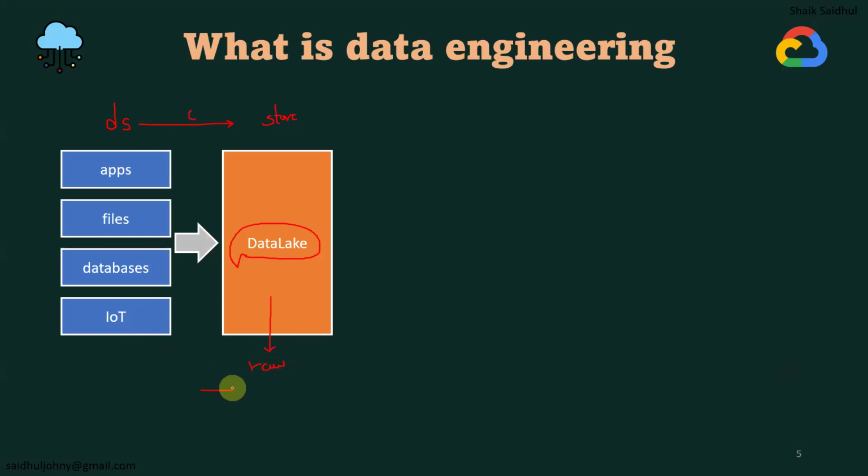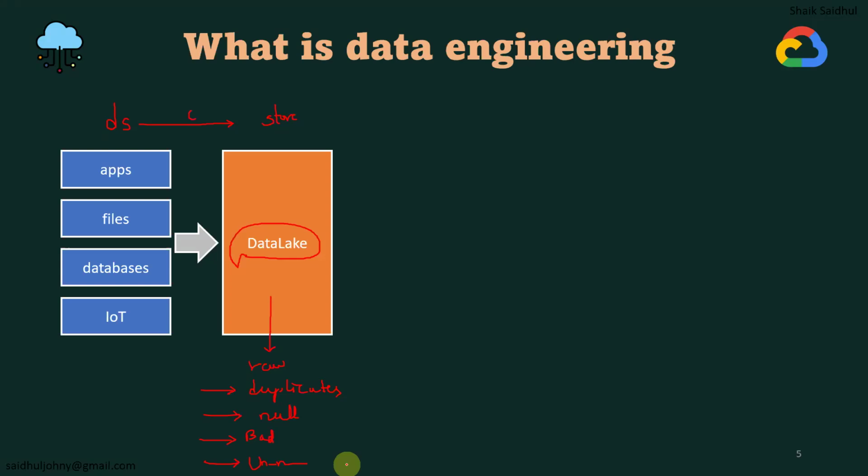This data may have plenty of issues such as duplicates, null values, bad records, or unnecessary columns. So all of these things may be there. Your raw data may contain duplicates, null values, bad records, or unnecessary data. So if I try to analyze the data, it will give me inaccurate results.